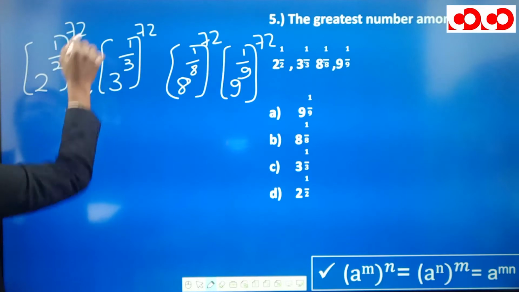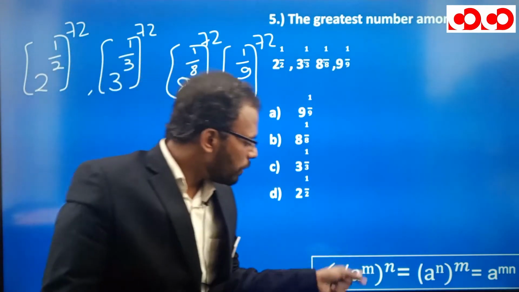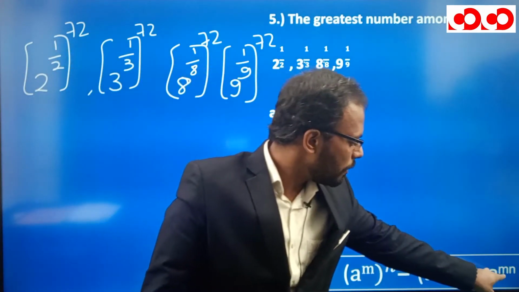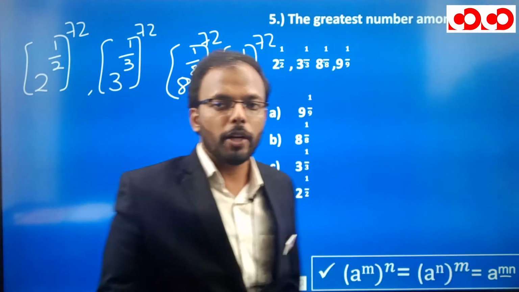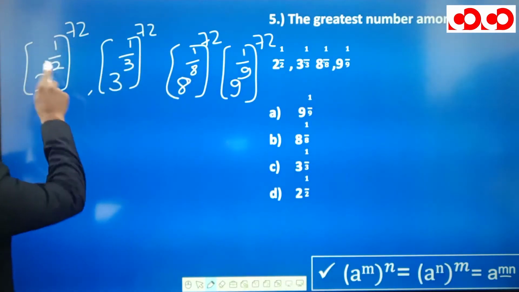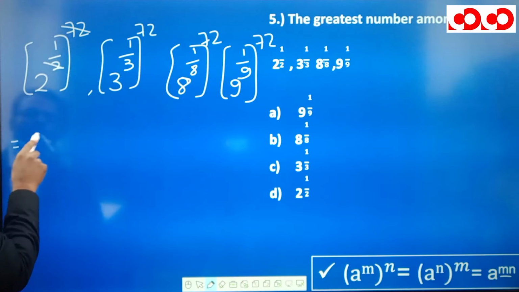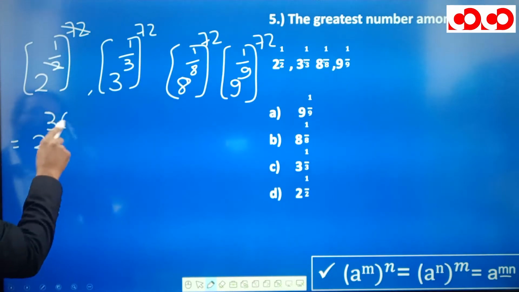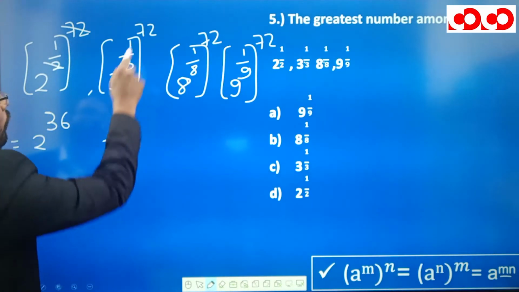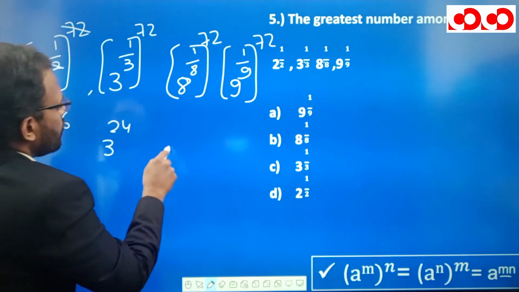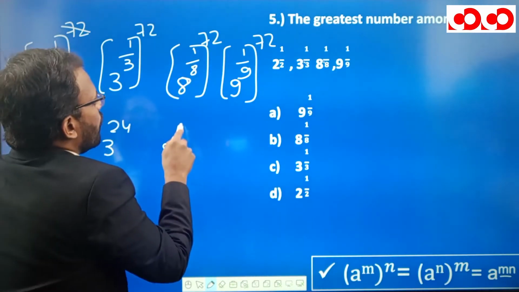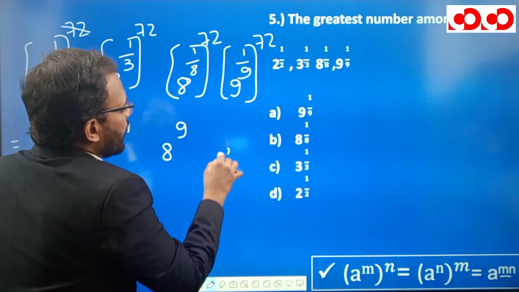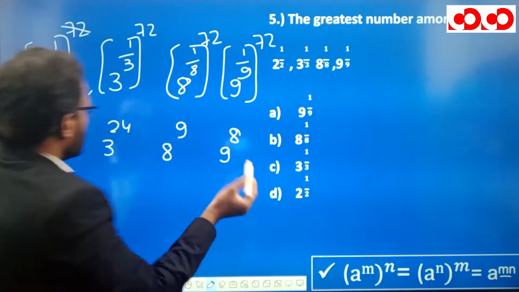So what we get is (a to the power m) to the power n, and when this happens the powers get multiplied, a to the power m into n. So if I multiply this, 2 and 72 will get cancelled, it will be 2 to the power of 36. This will be 3 to the power of 24. This will be 8 to the power of 9 and the last number will be 9 to the power of 8, right? It is very easy now.